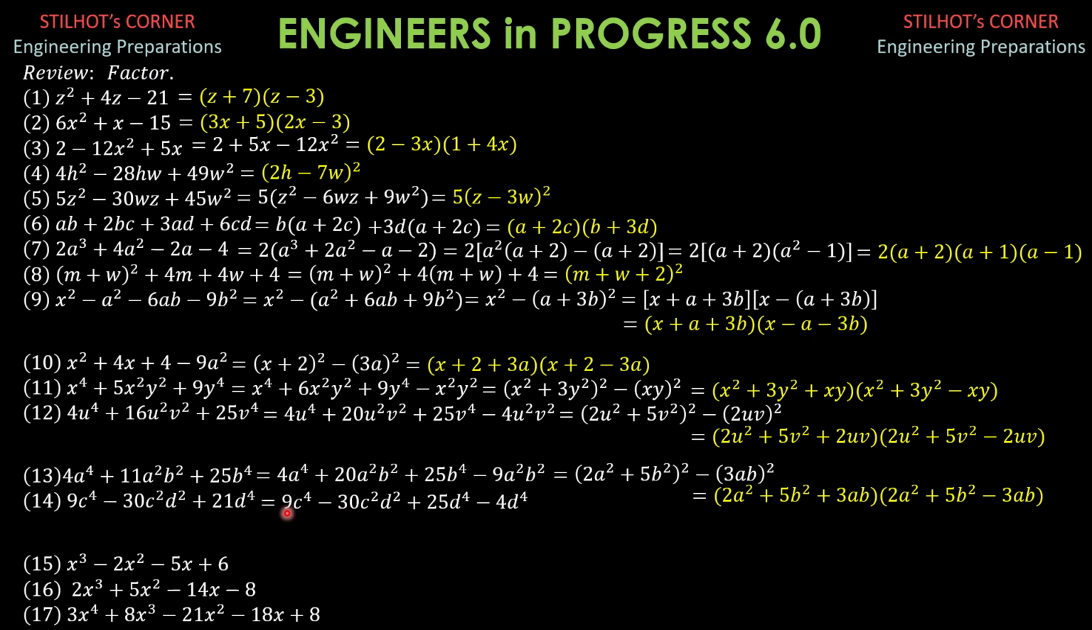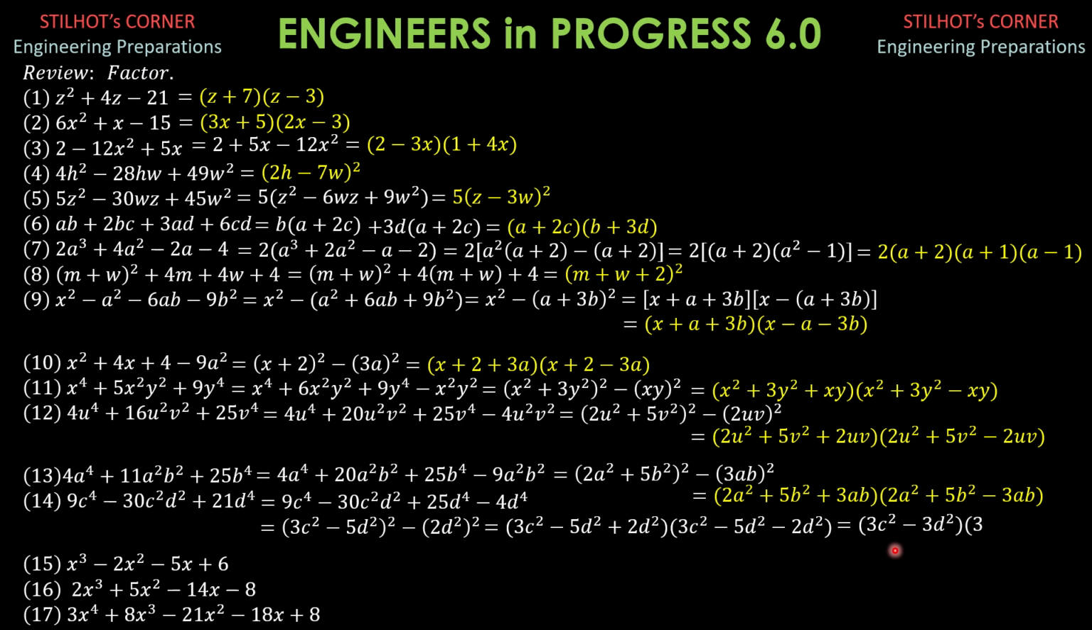However, this is negative, so meaning to say this is the quantity 3c squared minus 5d squared squared, then minus the quantity 2d squared squared. So we have a difference of two squares. Factors are the quantity 3c squared minus 5d squared plus 2d squared, and 3c squared minus 5d squared minus 2d squared. Since we can combine like terms, we have 3c squared minus 3d squared and 3c squared minus 7d squared.